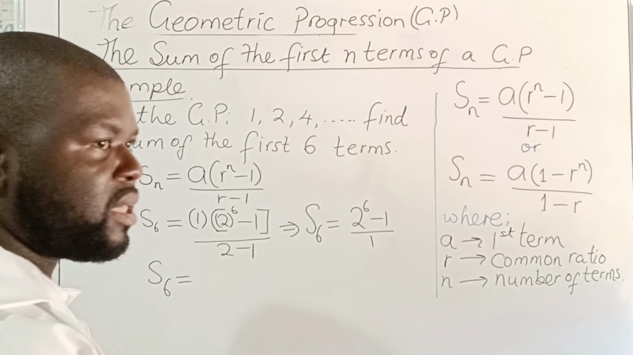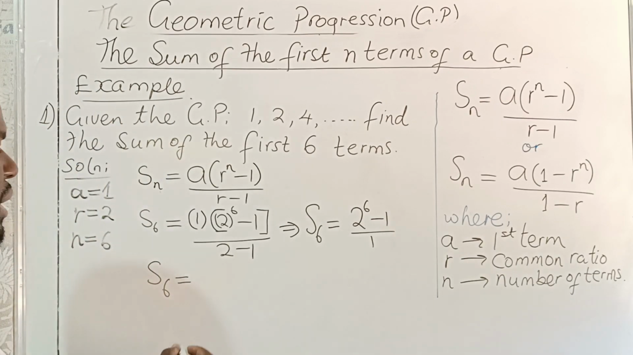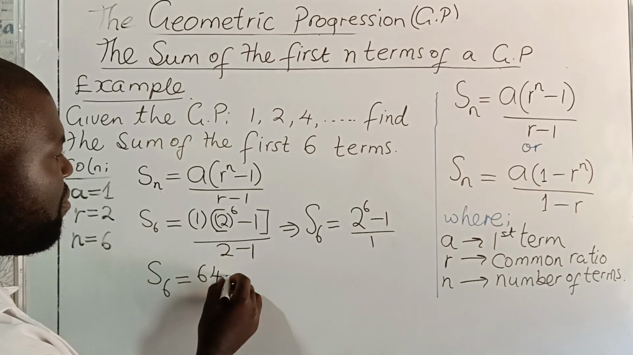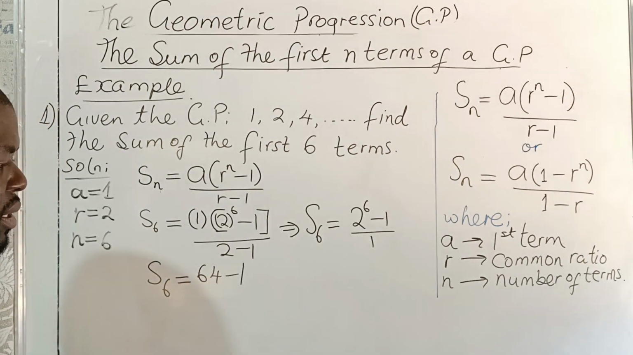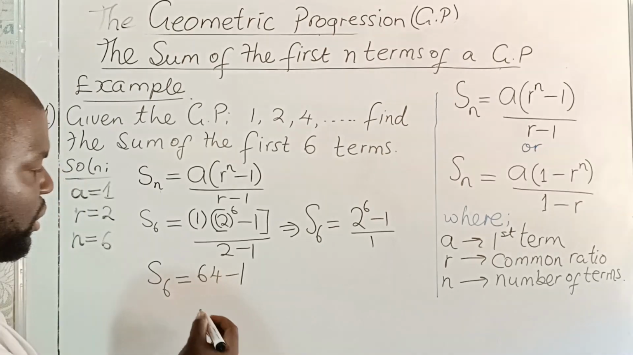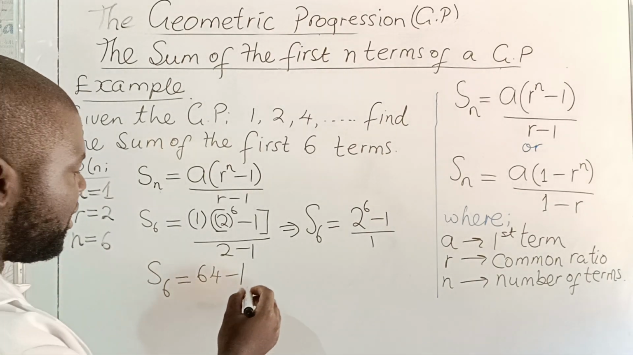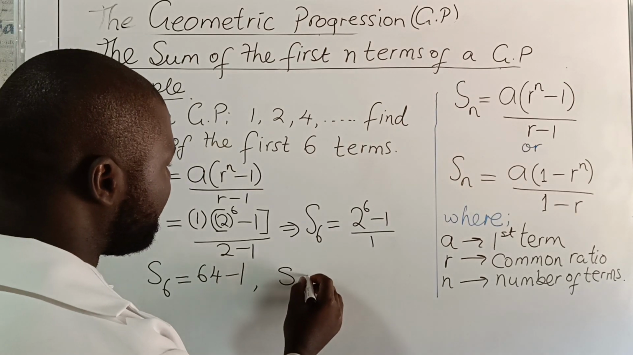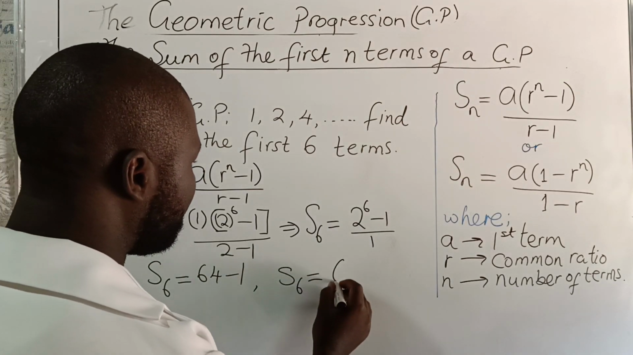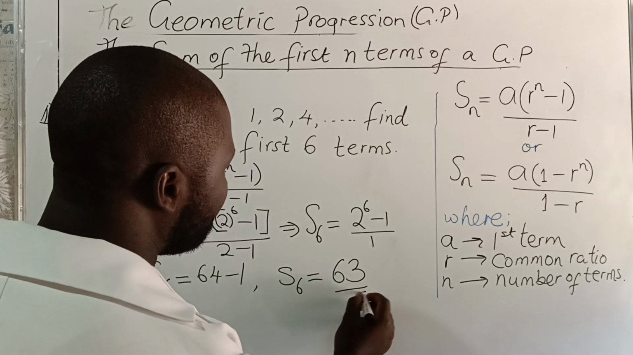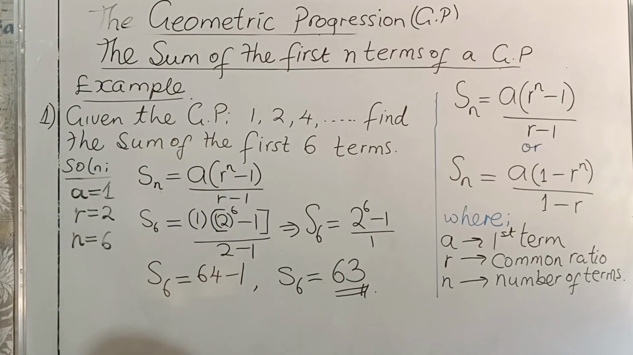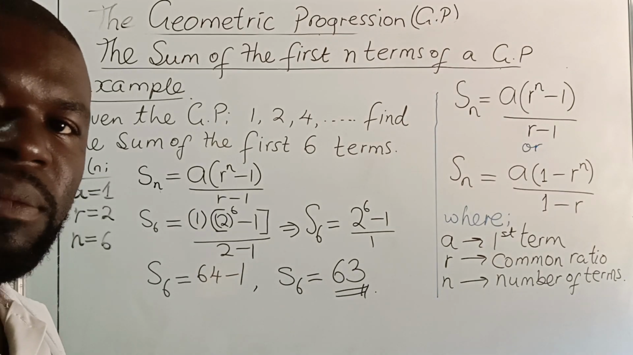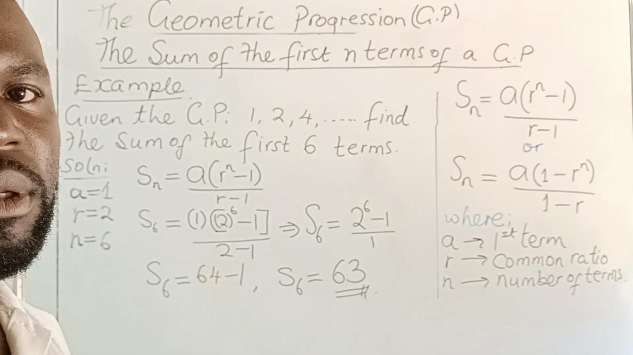2^6 is giving us 64. So we shall say 64 - 1. And we are dividing by 1, so we just leave it the way it is. And finally, we shall get sum of the first 6 terms is 63.